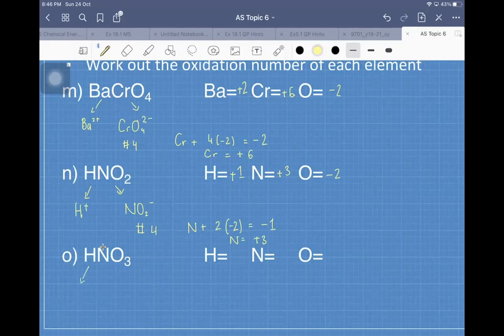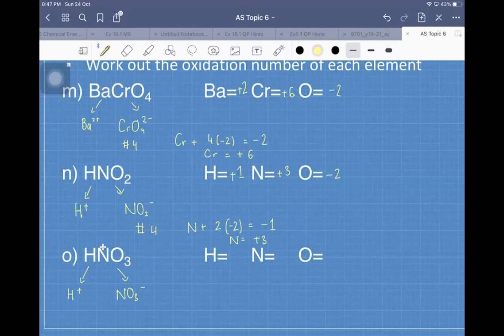HNO3 is also an acid, so I will break it down into its ions, H plus and NO3 minus. So notice that this is a nitrite and this is a nitrate. That's the old name. Okay, the new name is nitrate 3, and this will be nitrate something else, which is something that we're going to work out after this, all right? So it's the Roman numerals, the Roman number that we add in the formula.